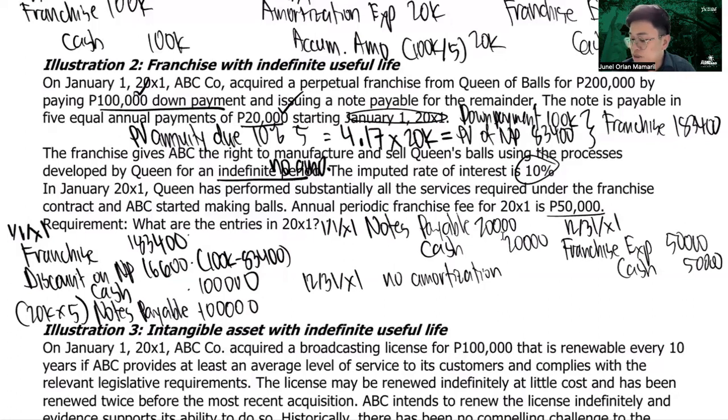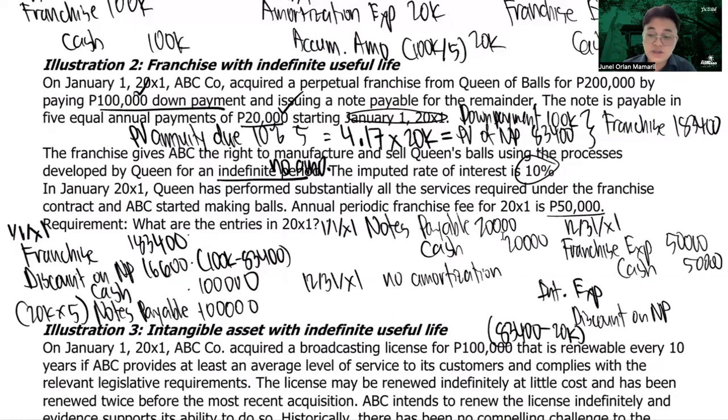And the third one is to update the discount, right? Debit interest expense, credit discount on notes payable. Okay, paano natin makukompute yan? Initially, we started with 83,400. We had a down payment of 20,000. So that's 63,400. The rate is 10%. So that would be 6,340.